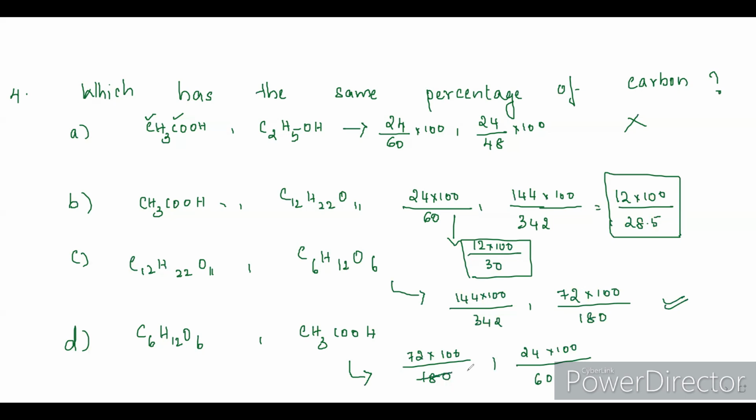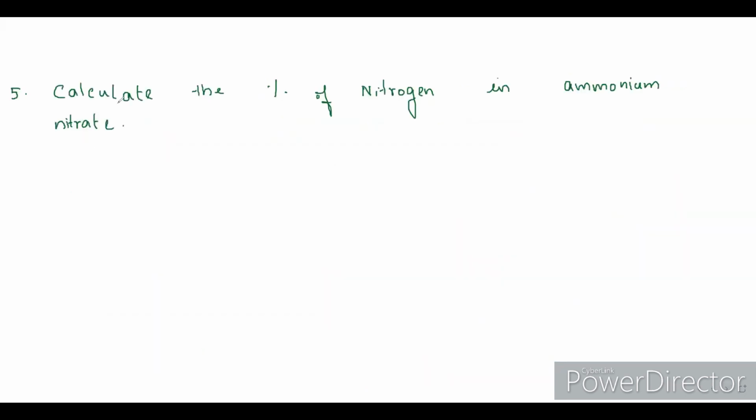So, if I divide 180 by 3, the answer will be 60. Then I will have to divide 72 also by 3. So let's do that. 72 by 3 is 24. So here the final answer, which has the same percentage of carbon, option D is the correct answer. Therefore, if such a question comes, you don't have to solve the actual percentage of carbon, but you can just compare them and find out which is the correct answer.